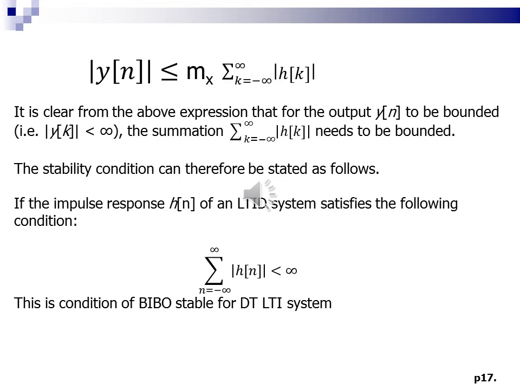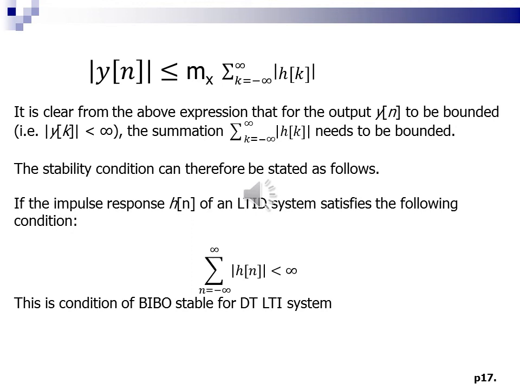In the previous equation, the input magnitude of x of n minus k is the shifted input. But whether it is the original input or shifted input, whenever I apply the input to the system, I take care that the input will always be finite. So I replace it by m suffix x. When I replace it by m suffix x, the magnitude of y of n will be less than or equal to m suffix x into summation k goes from minus infinity to infinity mod of h of k.